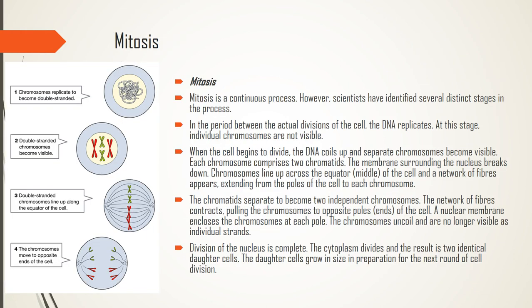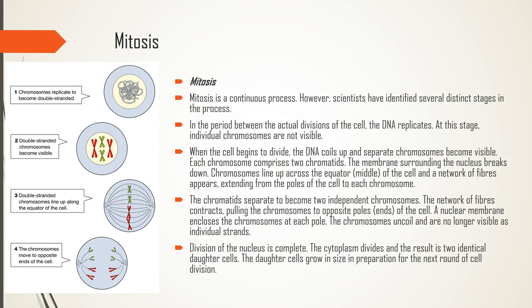In mitosis, this is something that's happening continuously through our body, but scientists have discovered that it occurs in stages throughout the process. So when the cell is not actively dividing, it's replicating its DNA, and then once it's replicated its DNA, this is when we can actually see individual chromosomes. The cells begin to divide, and then the chromosomes become visible.